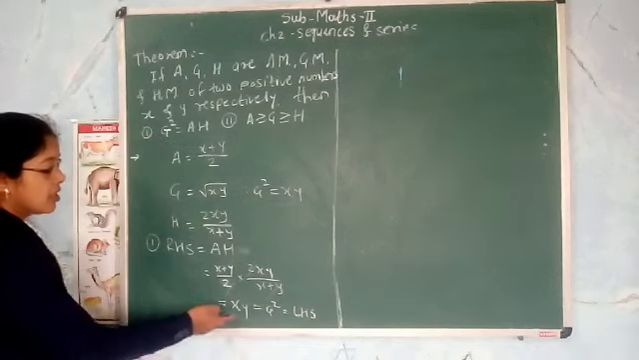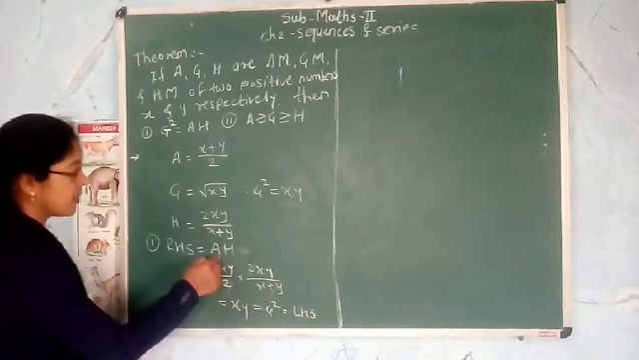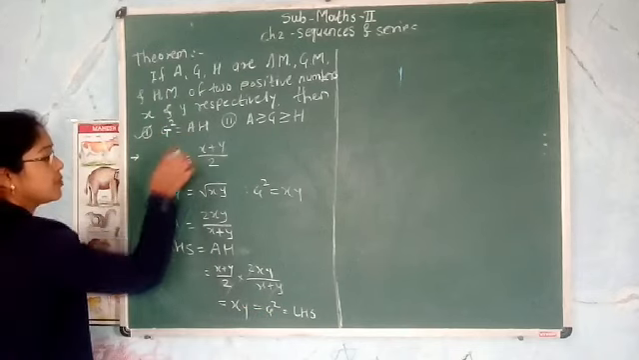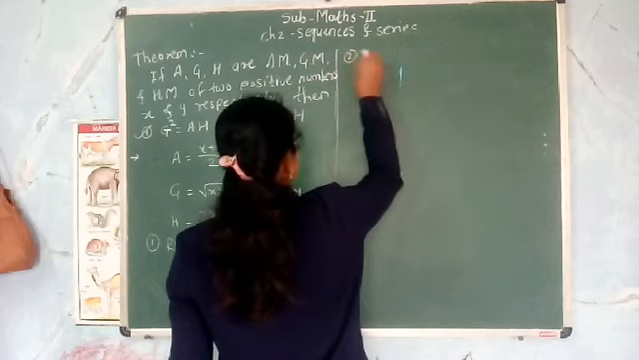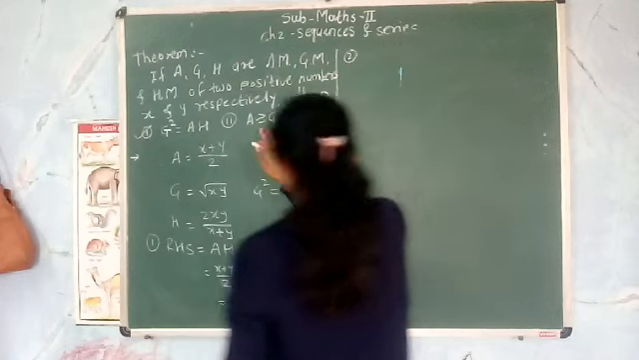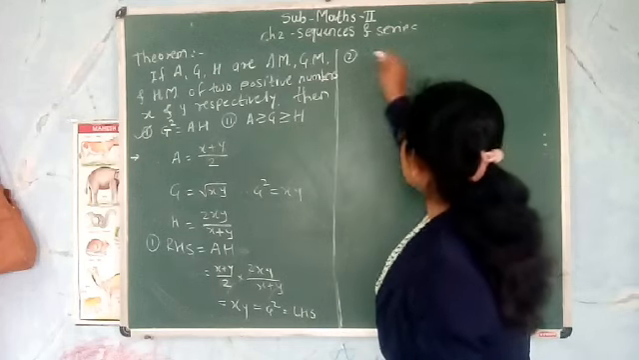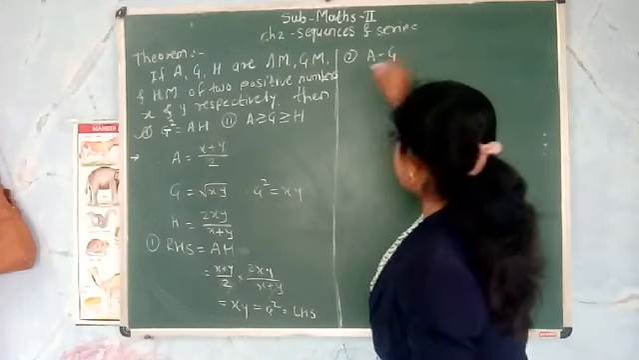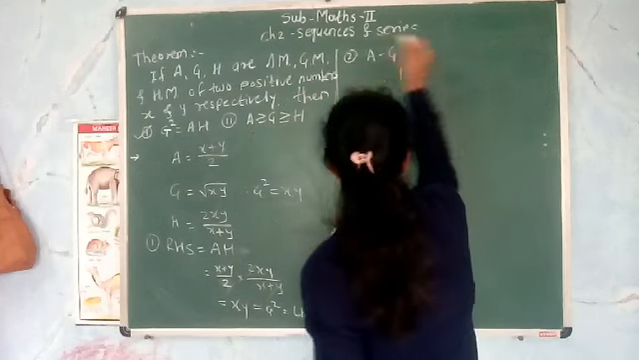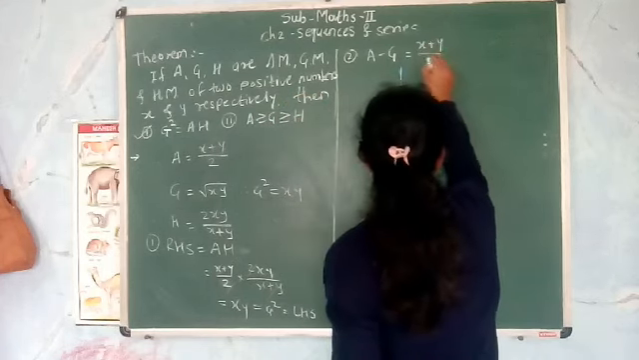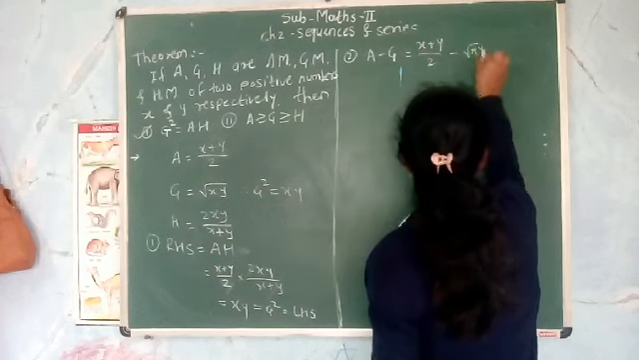Okay. First we have shown that G square is equal to AH. Now second is, we have to show that A is greater than or equal to G is greater than or equal to H. First we will take A minus G. A minus G is equal to, what is A? A is x plus y upon 2 and G is under root of xy.